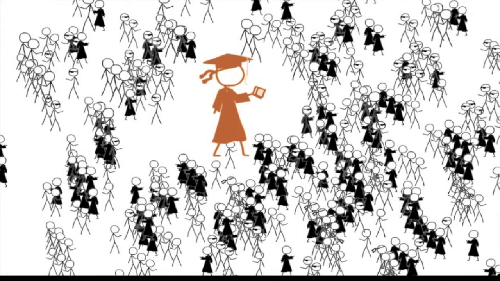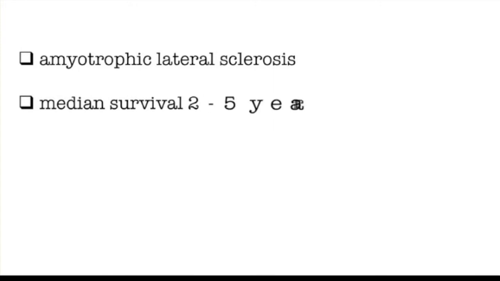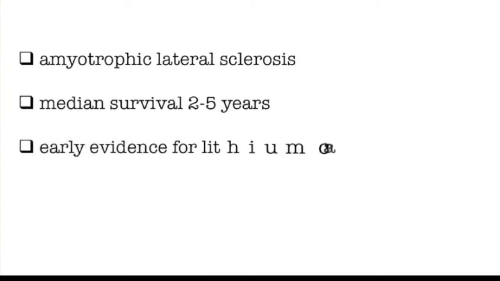One of the best-known studies to utilise crowdsourcing in an interventional setting is the investigation of the experimental use of lithium carbonate treatment to treat amyotrophic lateral sclerosis, or ALS. ALS is a rapidly progressive neurodegenerative disease that causes weakness and atrophy, with a median survival from symptom onset of 2 to 5 years. A small, single-blinded study showed that lithium carbonate treatment was potentially efficacious in the treatment of ALS.